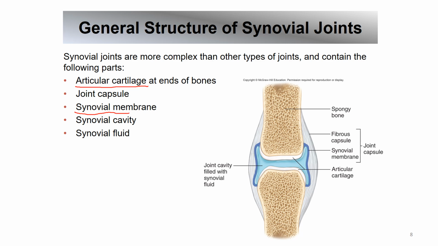Synovial membrane. This is the membrane here in the picture. It's the darker blue part. So here there are special cells that make fluid called the synovial fluid. The space inside within the bones is called the joint cavity or the synovial cavity. And so the synovial fluid is within this joint or the synovial cavity.